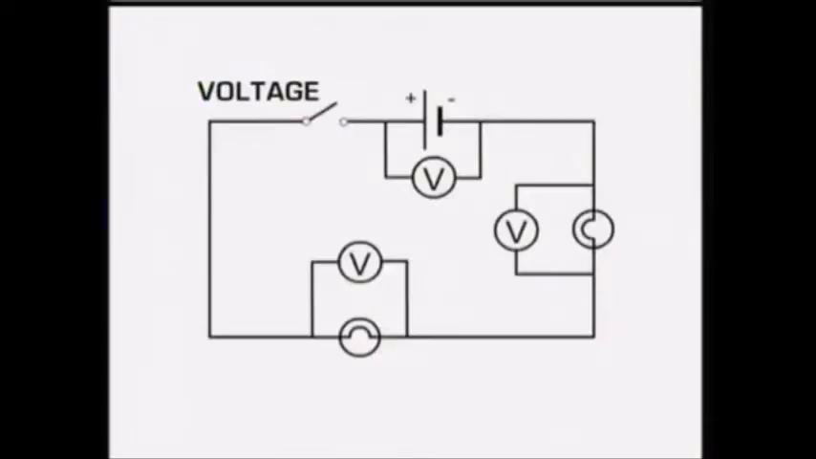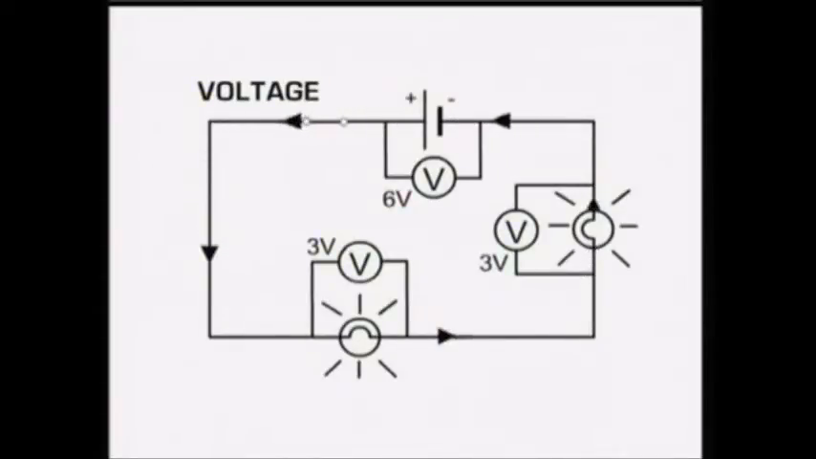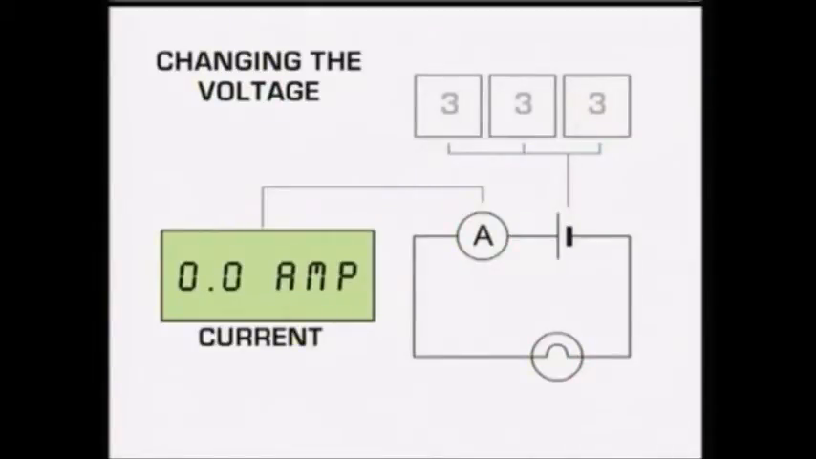To measure the voltage, you connect the voltmeter in parallel with the component. In this case, the voltage across the battery is 6 volts, while the voltage across each lamp is 3 volts. More battery cells in the same circuit mean a higher voltage and a bigger current. In this circuit, if the battery produces 3 volts, the current is 0.1 amps. If it's 6 volts, it's 0.2 amps. And if it's 9 volts, it's 0.3 amps.